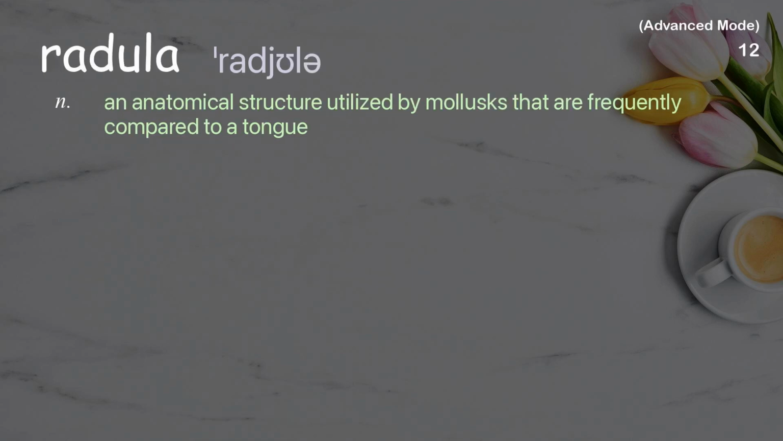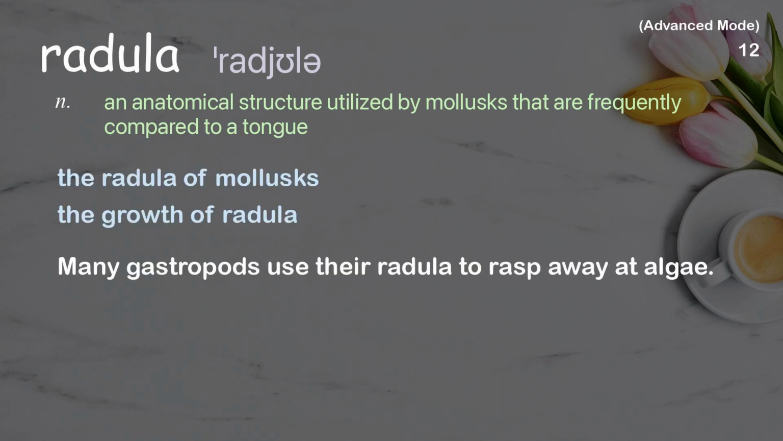Bulla. An anatomical structure utilized by mollusks that are frequently compared to a tongue. Examples: The radula of mollusks. The growth of radula. Many gastropods use their radula to rasp away at algae.